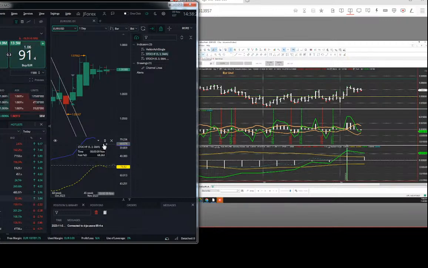The fast stochastic here is at 68.2 and the slow is at 76, so it's telling us that it wants to roll over. It's trying to roll over. But with that weekly buy, it's awful hard to want to get short from a little sell signal. That's like taking profits from this nice buy signal we had. That's what it comes down to.